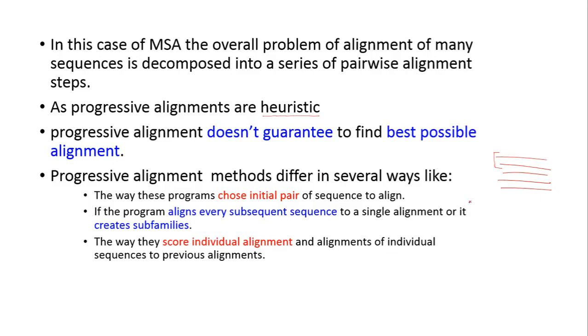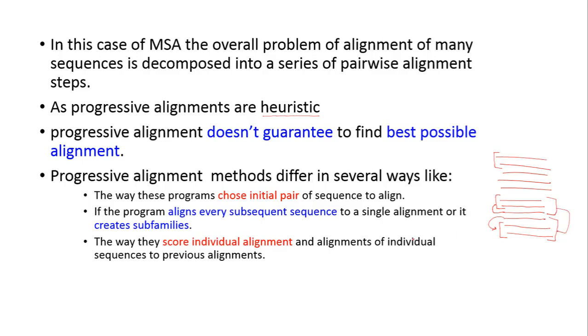Now, programs can differ in whether the progressive alignment program aligns every subsequent sequence to a single alignment. Say, for example, some methods align the first two sequences, then add the third sequence, then add the fourth sequence, and so on and so forth. Or they can do it like this: separately these two sequences would be aligned first, separately these two sequences would be aligned first, this would be added to this alignment later, this sequence would be added to this alignment later, and eventually whatever groups of alignment are formed can be aligned together.